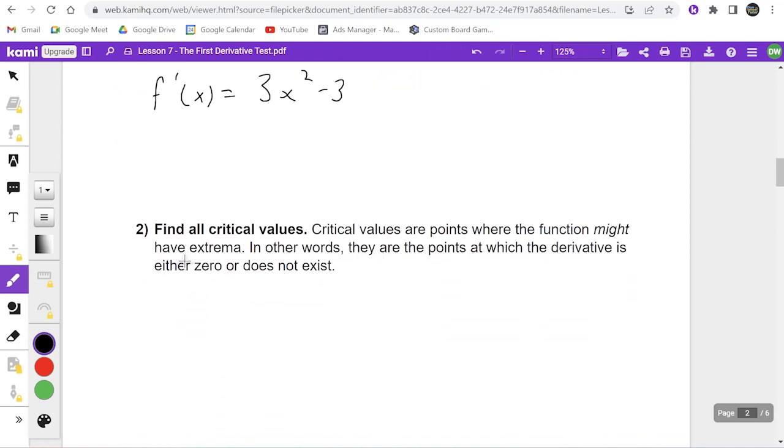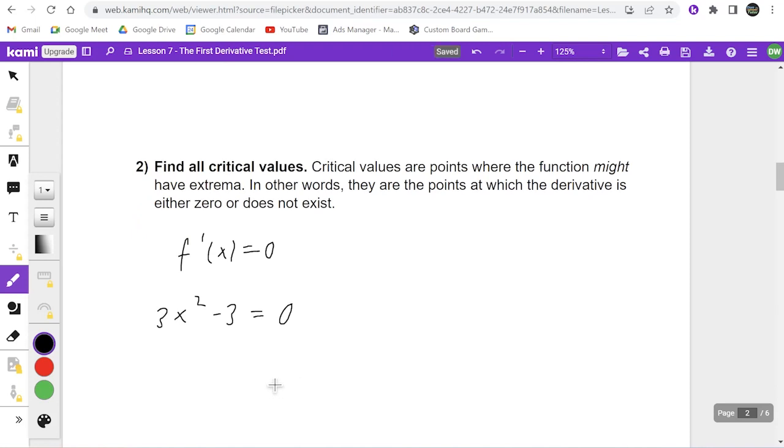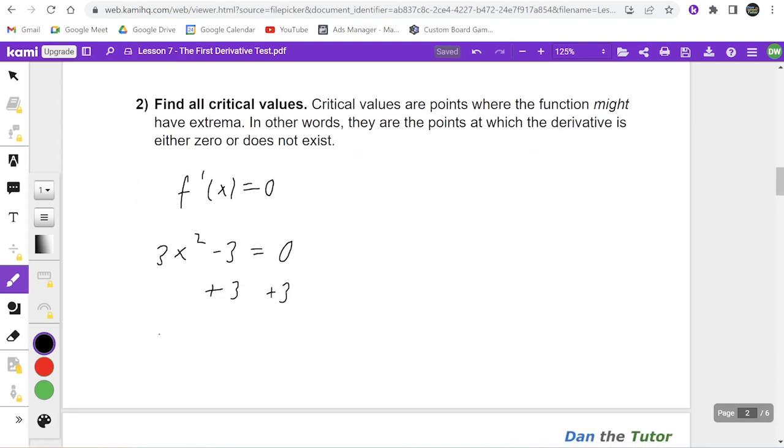Next, we're going to find the critical values. Critical values are just where the first derivative equals 0. In other words, f prime of x equals 0, which in this case means 3x squared minus 3 equals 0. And now we have to solve for x. So just to do that quickly, add 3 to both sides. So 3x squared equals 3. Then we'll divide by 3. And so you'll get x squared equals 1. Take the square root of both sides. Remember, when you take the square root, it's plus or minus. So x equals plus or minus 1.